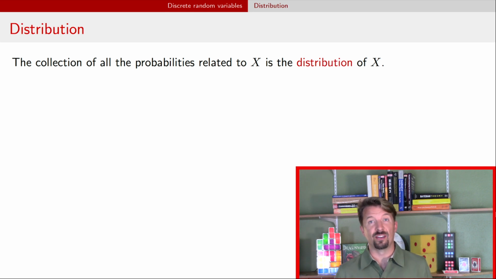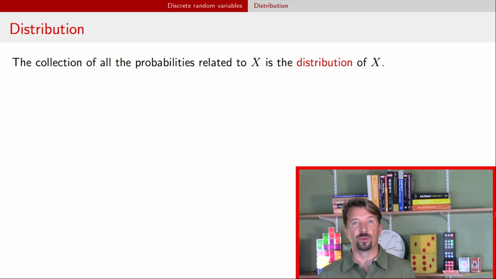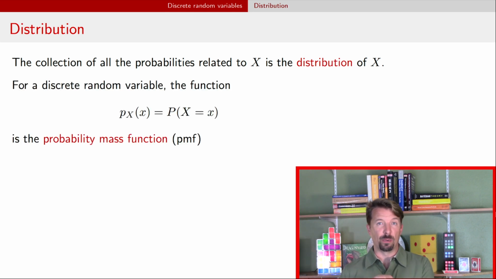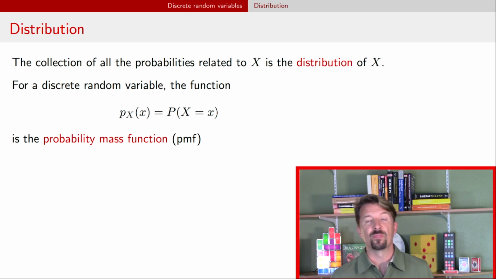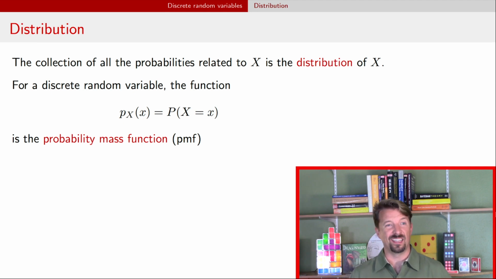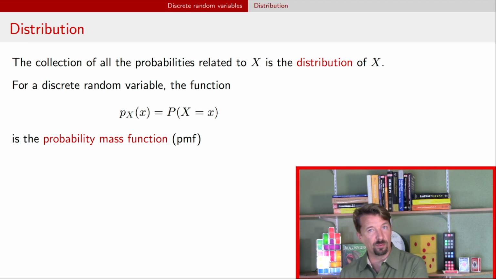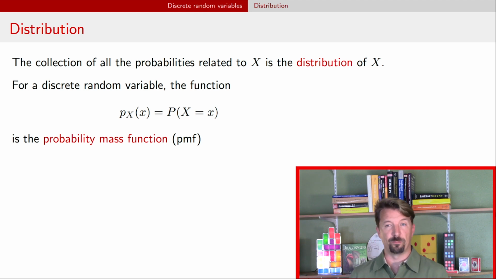The distribution of a random variable X is just the collection of all the probabilities associated with that random variable. For discrete random variables, we have something called a probability mass function that can define a distribution. That probability mass function, or PMF, basically says, for this value of this random variable, this is the probability. It's just a function that takes in the possible values of the random variable and tells you the probability for that random variable.